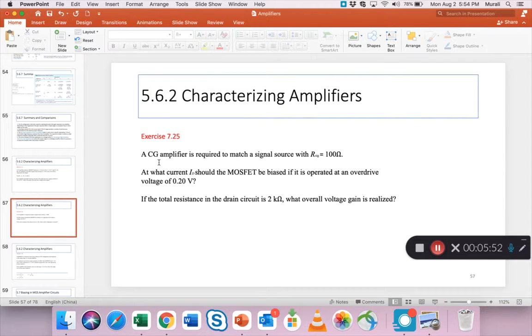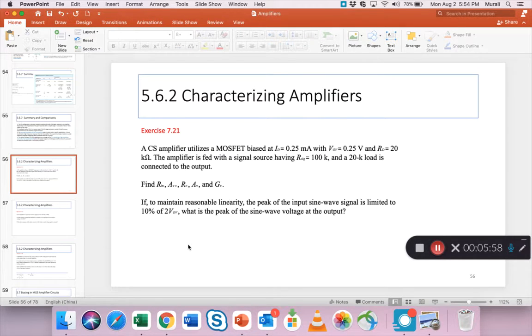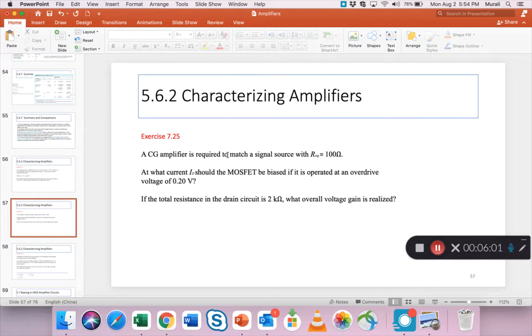Okay, next we have a CG, common gate amplifier, right? Previously we had a CS, common source. Here we are required to match the amplifier with a signal source whose R signal is very low. R signal is 100 ohms. Remember, the CG is a great impedance matching amplifier, right? It can take the very low source resistance and match it to maybe the next stage, which could be a CS amplifier with a high input impedance.